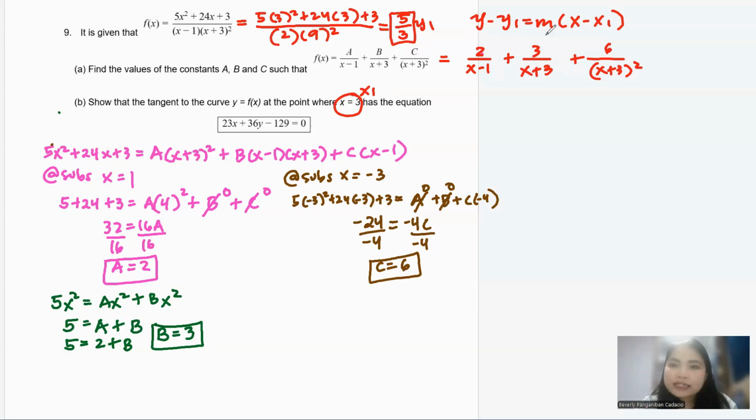One more. I need my m. What are you going to do to get your m? For you to get your m, you know m means gradient, m means derivative. So you're going to differentiate. And actually you can differentiate this, but you're going to use the quotient rule. The easiest way is for you to go with your partial fractions, meaning to say you're going to differentiate this thing for you to get your derivative.